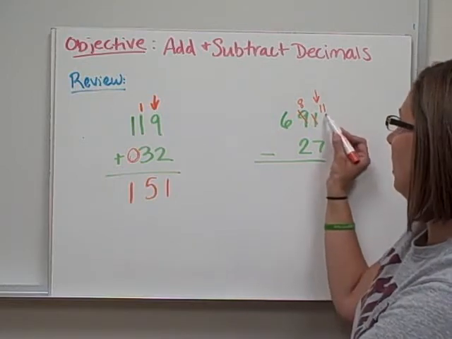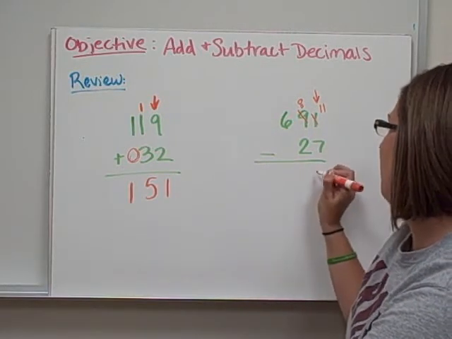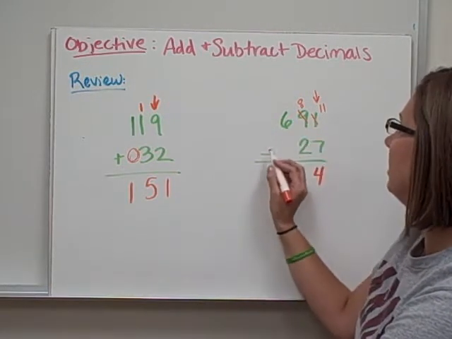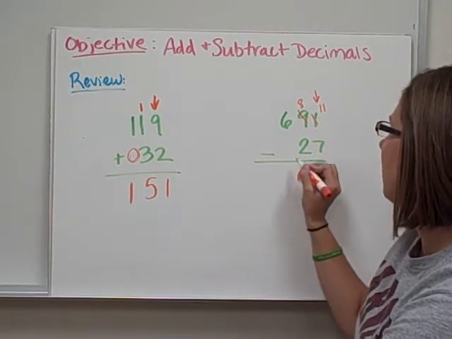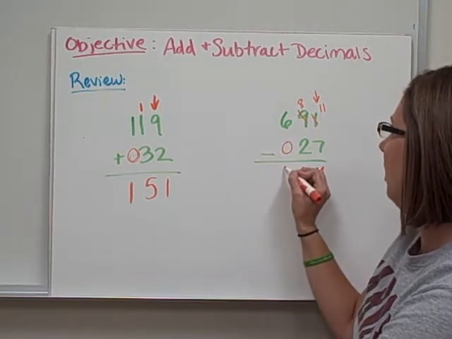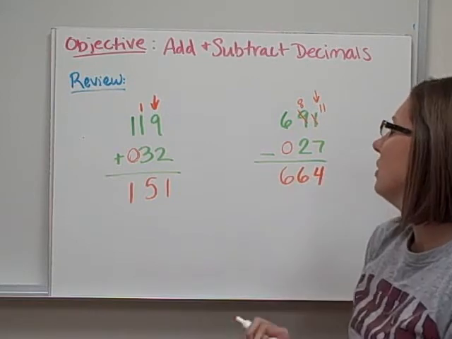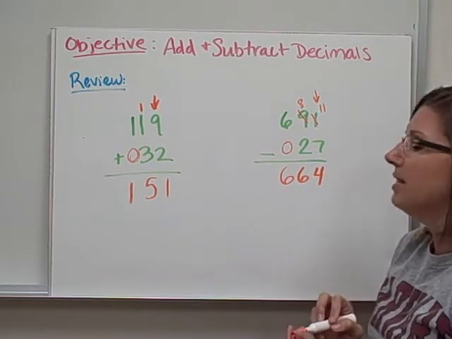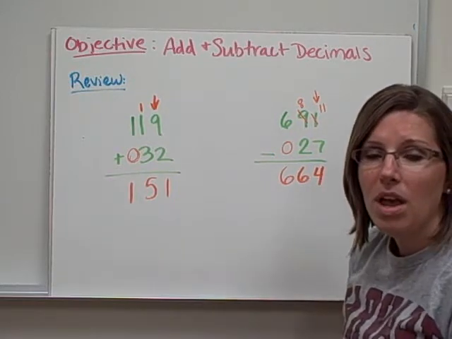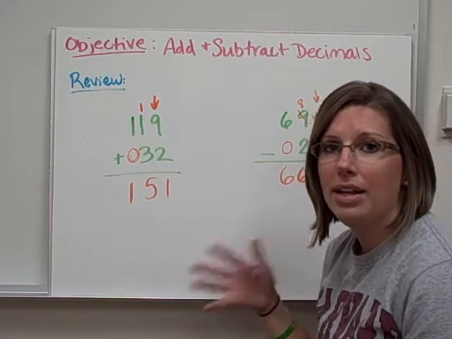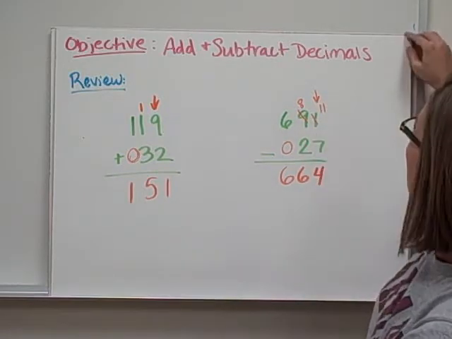Now I can subtract 11 take away 7, that's 4. 8 take away 2, that's 6. 6 take away nothing is 6. So 691 take away 27 is 664. That's just some basic review of adding and subtracting whole numbers.